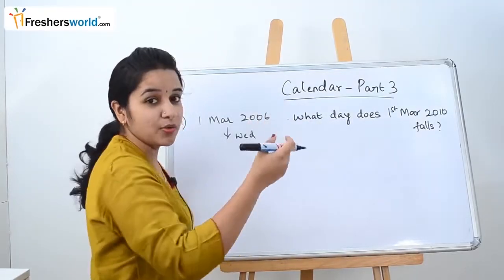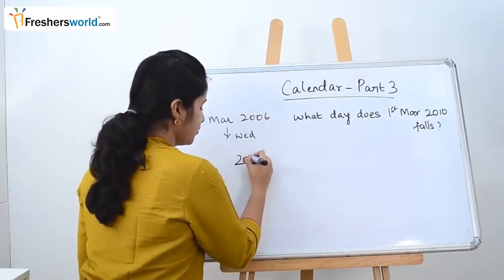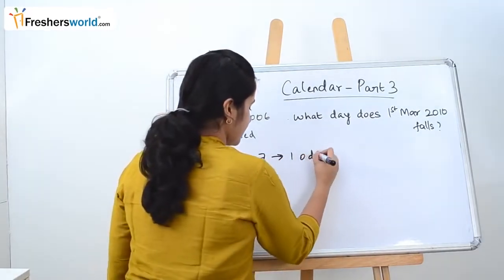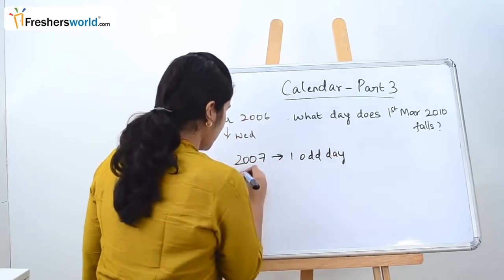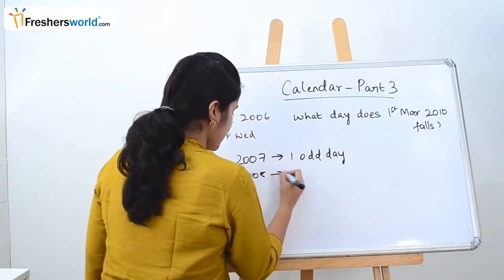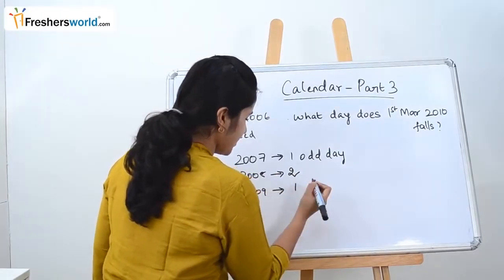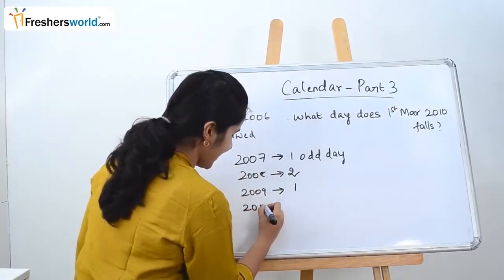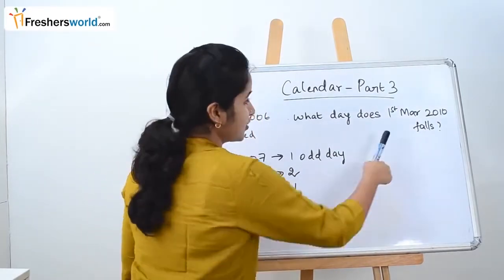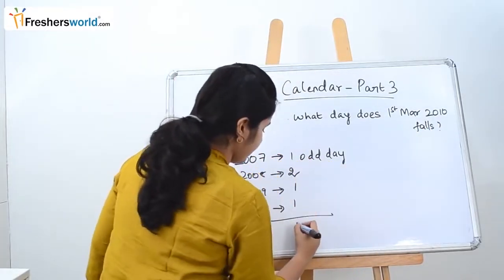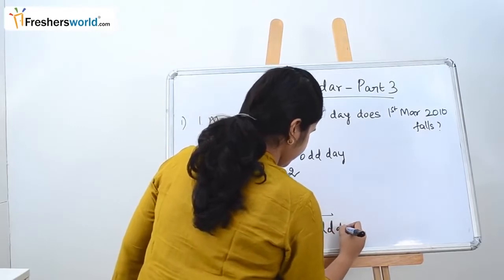So we'll start counting from 2007. 2007 is not a leap year, so it will have 1 odd day. 2008 is a leap year, so it has 2. 2009 is not a leap year, so it has 1 odd day. 2010 has 1 odd day. They have asked till 2010. So 1 plus 2 plus 1 plus 1, which is 5. So 5 odd days are there.